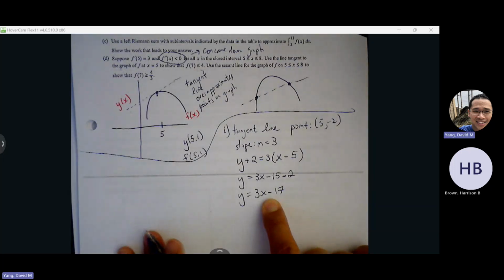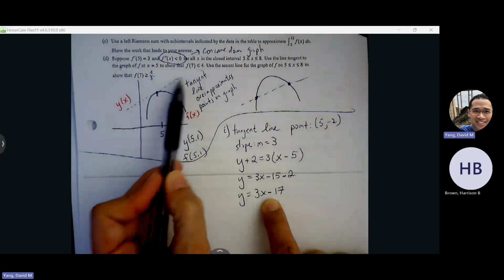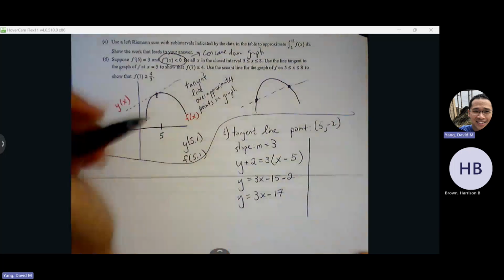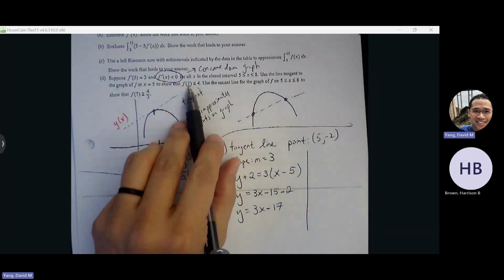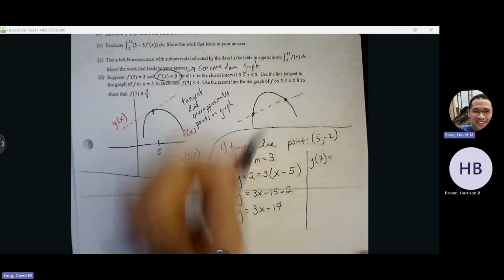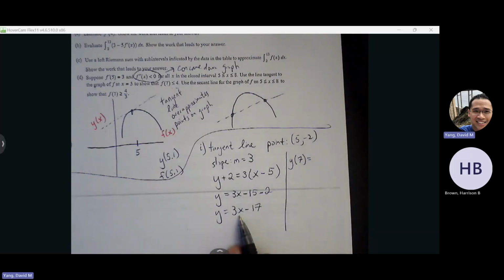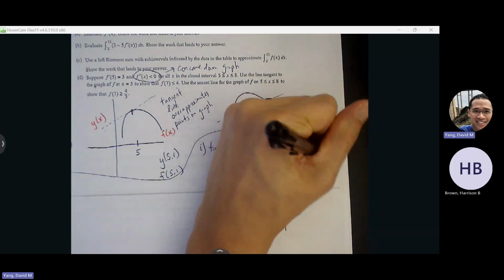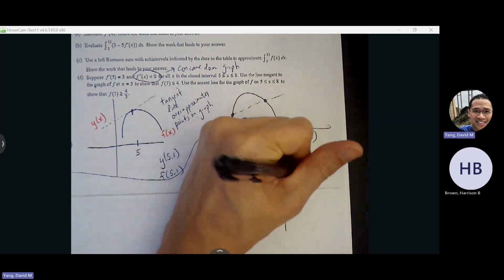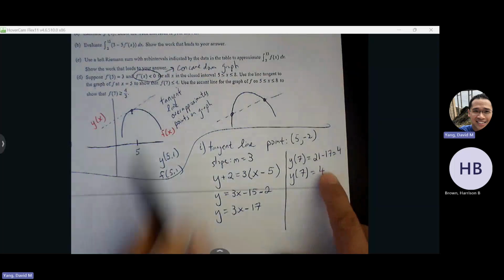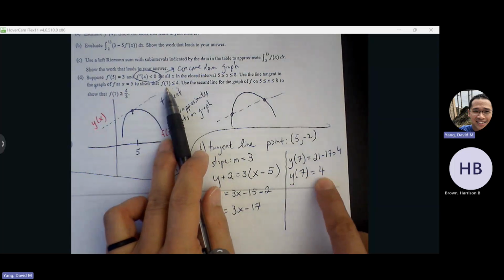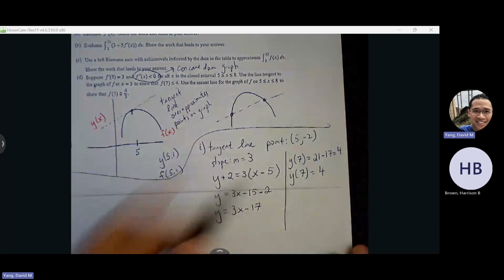So this equation is going to give me any point on this tangent line. If I want to find y of 7, let's see what y of 7 gives me. 7 times 3 is 21, and 21 minus 17 is 4. So since y of 7 is equal to 4, and we know that f of 7 has to be less than y of 7, we can therefore conclude that f of 7 must be less than or equal to 4.